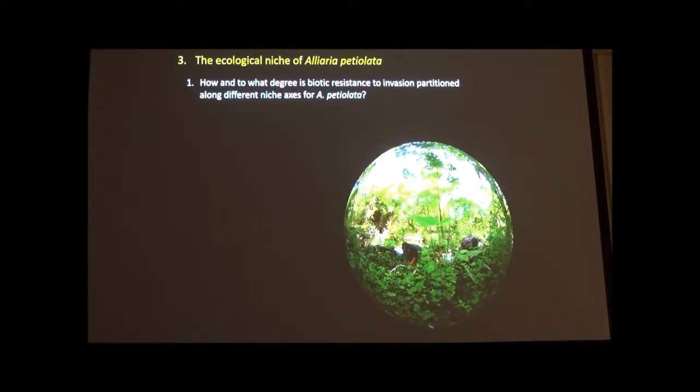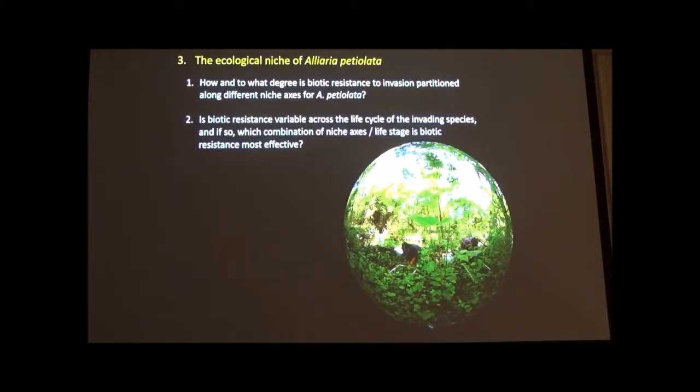So one is how and to what degree is biotic resistance to invasion, so the ability of a plant community to resist invasion, partitioned along different niche axes for garlic mustard, meaning is there more of an effect of the community on its influence on soil moisture, or how it manipulates pH, et cetera? How do garlic mustard and the other competitors interact along those different axes of resources? And then, is biotic resistance variable across the life cycle of the invading species? And if so, in which combination of niche axes and life stage is biotic resistance most effective?